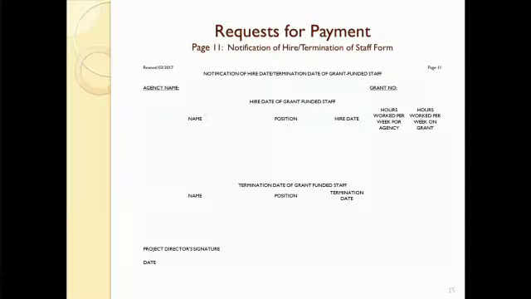This slide shows the form you will use to list the persons funded under the grant and any changes to personnel during the grant period. Please note that the start date of the person being added to the grant or hired may not be earlier than the termination date of the person exiting.